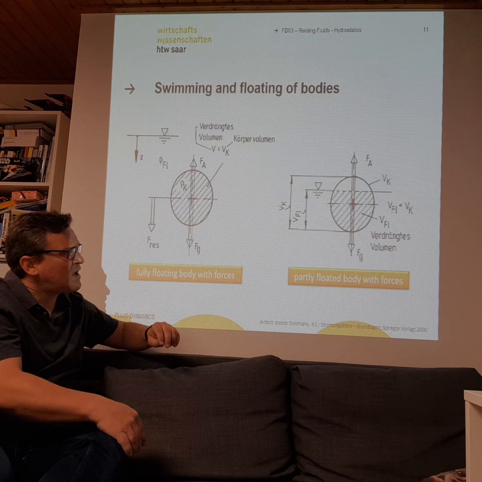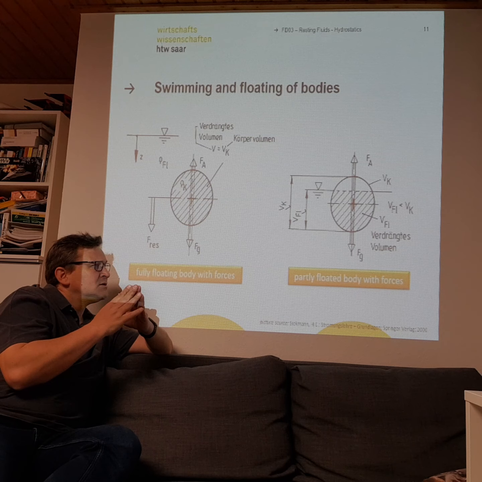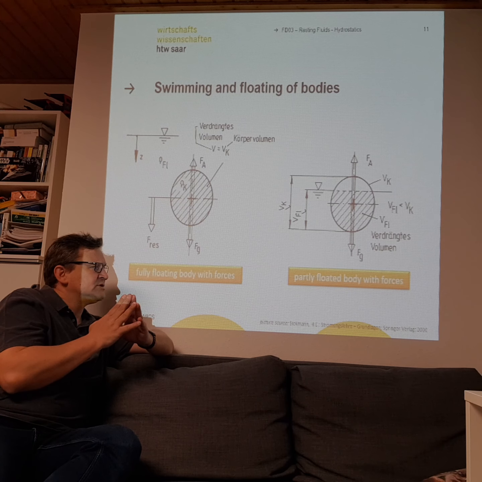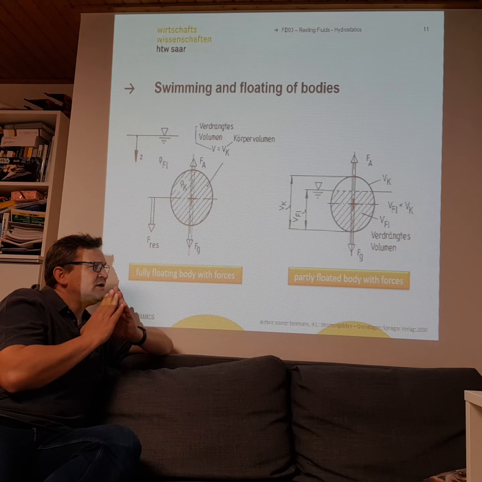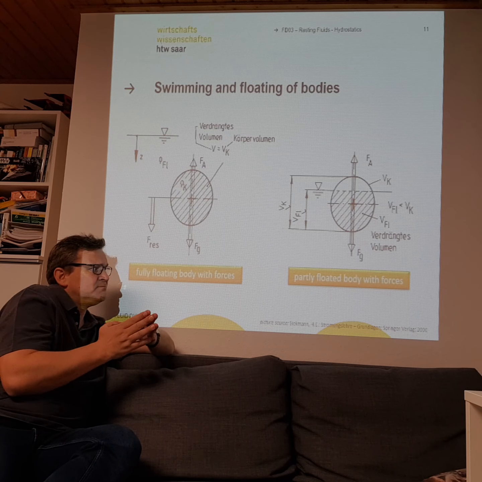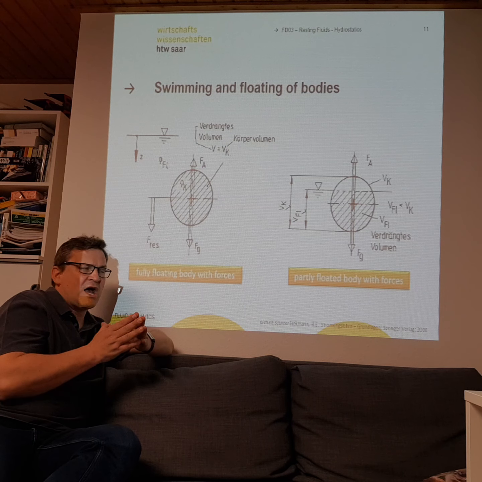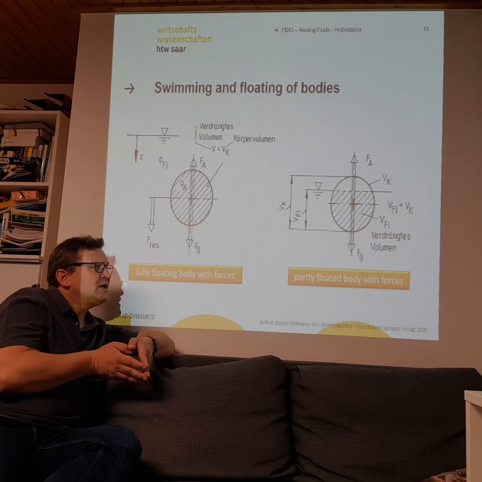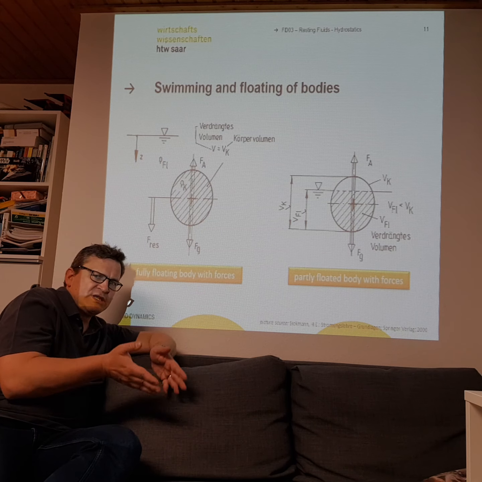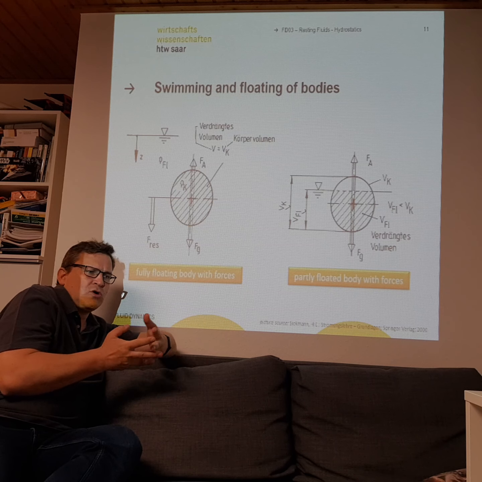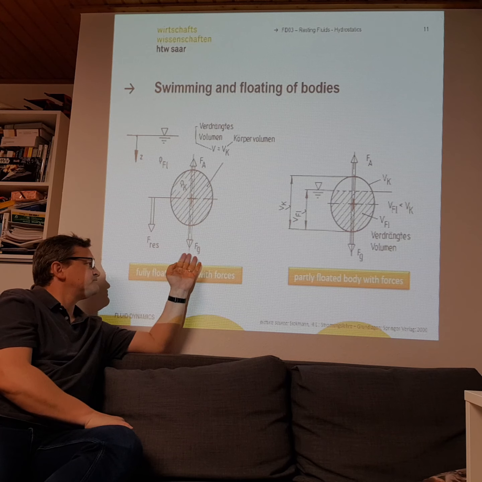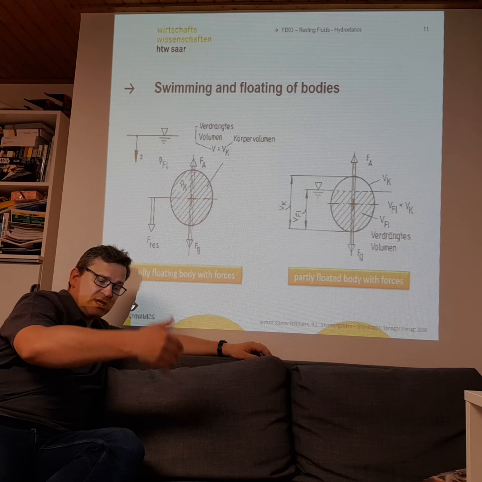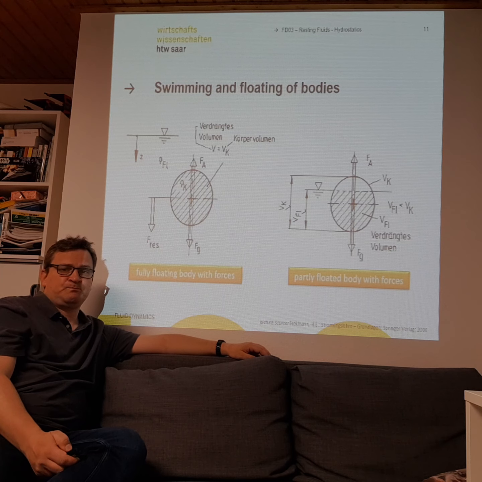And now it depends: the body will float, or partly float, if the forces upwards are higher than the forces in gravity direction, and the body will sink down into the water if the gravity forces are higher than the forces upwards, the floating forces.